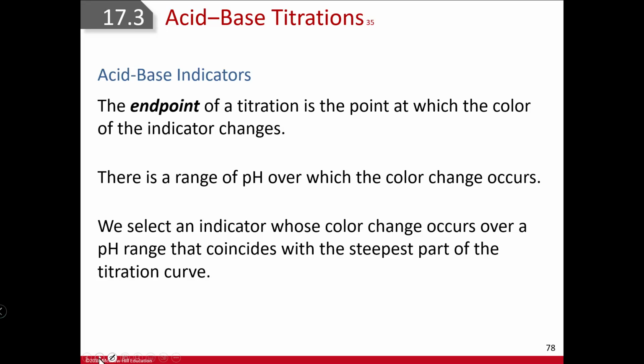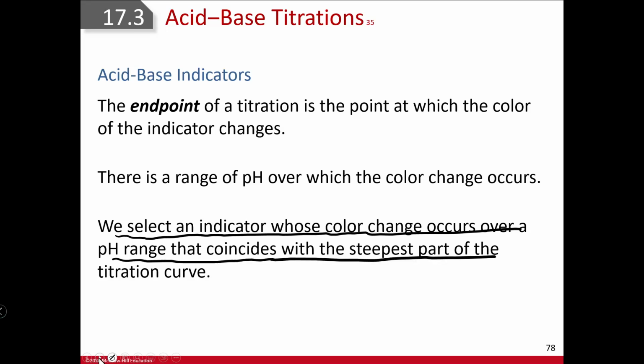And it says, we select an indicator whose color change occurs over the pH range that coincides with the steepest part of the titration curve. This is really important here. This is how you determine which indicator you're going to use, so that the color will change when the steepest part of the titration curve occurs. And if you don't get that correct, then you don't see a color change through the course of your titration. You're going, it's not working. Well, you chose the wrong indicator.